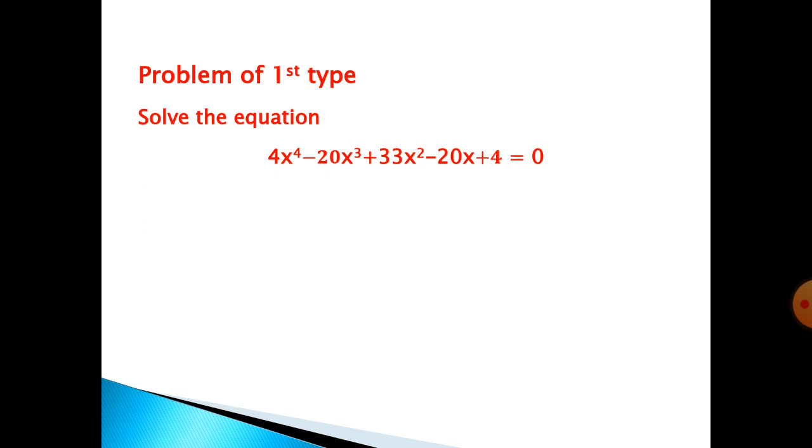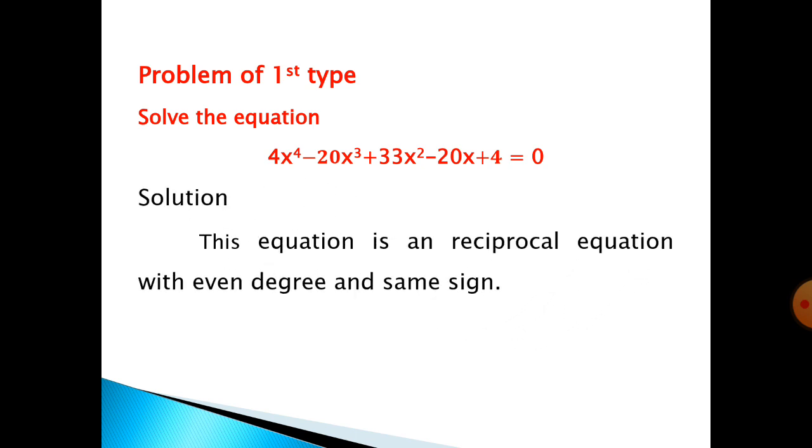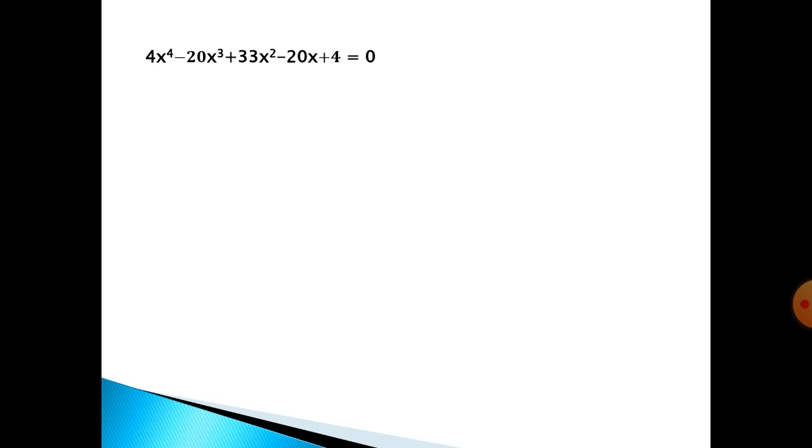Here, the highest power of x is 4. So, it is an even degree equation. When we compare the signs, the first and fifth term, second and fourth term signs are equal. So, this equation is a reciprocal equation with even degree and same sign. So, it is of the first type. For this type of equation, we cannot predict any roots. So, how do we solve this type of equation? Take the center term variable.